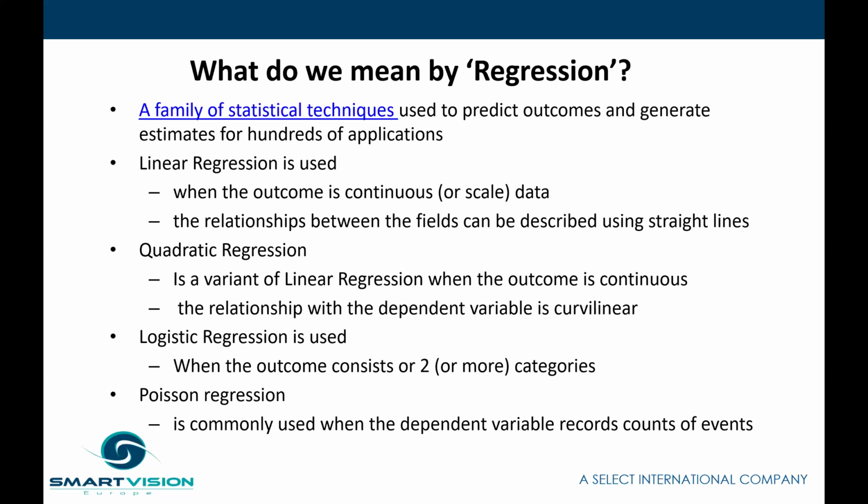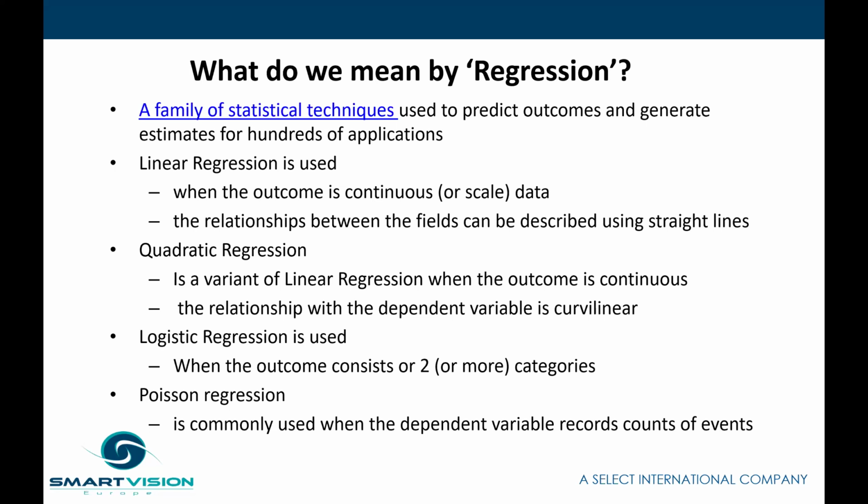Linear regression is commonly used when the outcome is a number, a continuous, scale variable, where the relationship between the fields can be described using straight lines. So it's linear in nature as opposed to non-linear. Quadratic is a variant of that, where the outcome is continuous, but the relationship is kind of curvy, a bendy relationship, which you might get, for example, between something like engine size and fuel consumption. You find that it's not necessarily a straight line relationship.